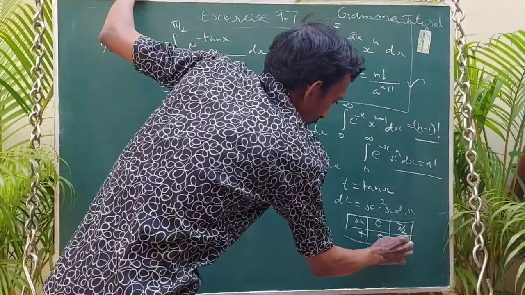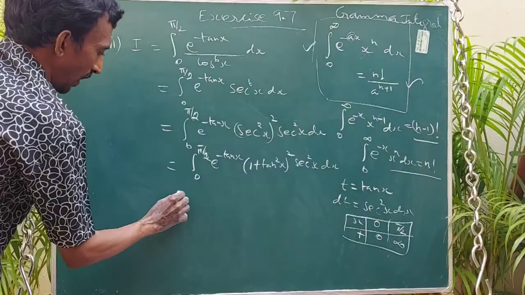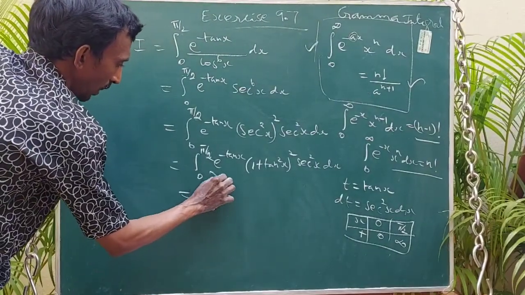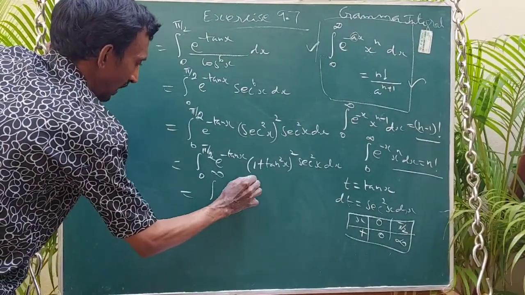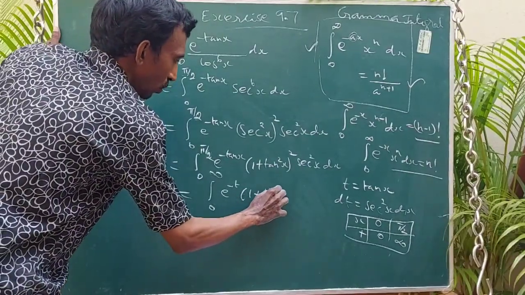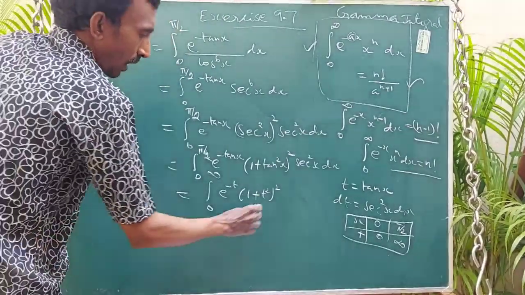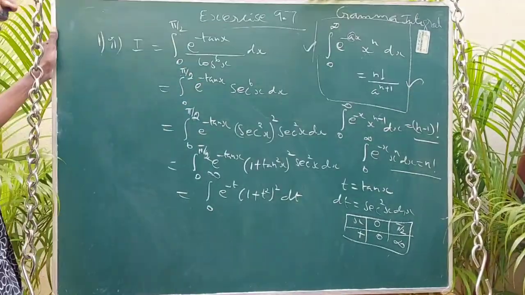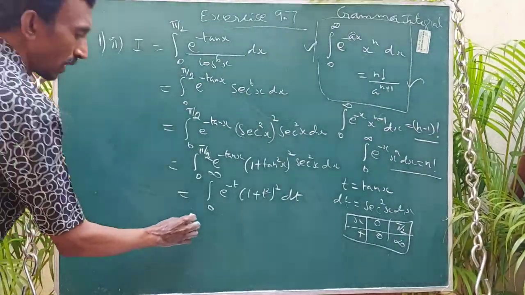So tan 0 is 0, tan 90 is infinity. So the given integral becomes integral 0 to infinity e power minus t, into (1 plus t square) the whole square, into dt.